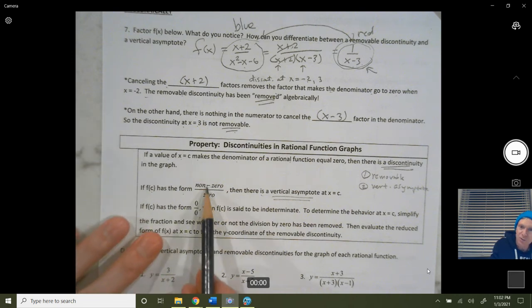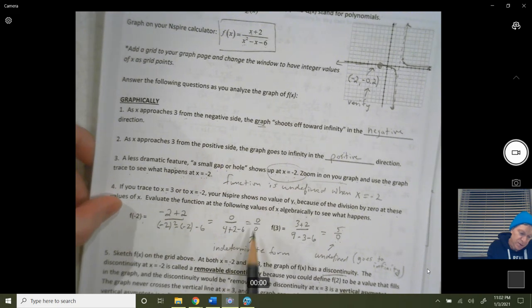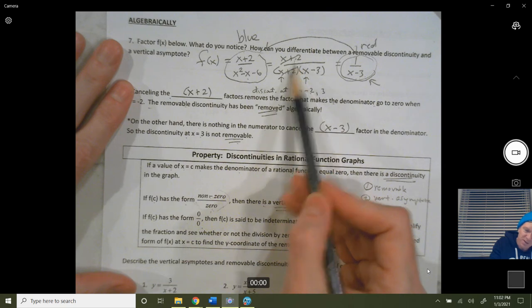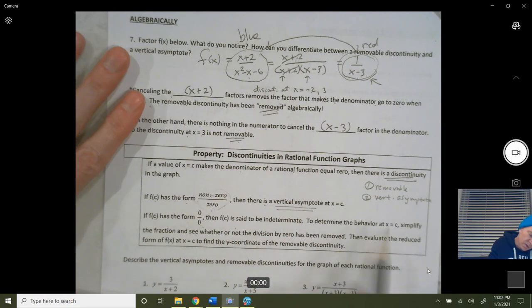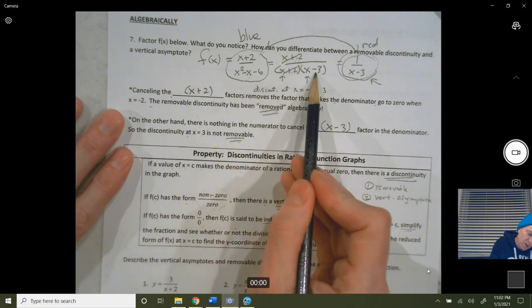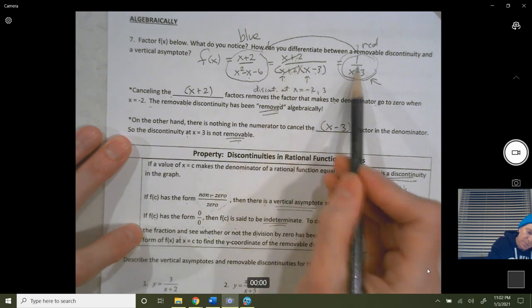If that non-zero is positive, then this thing's going to positive infinity. If that non-zero is negative, this thing's going to negative infinity. If f of c has the form 0 over 0, which we noticed over here, that happened because we were able to remove or cancel one of our factors. Then it's said to be indeterminate. To determine the behavior at x equals c, simplify the fraction, which we did up here. We factored, we canceled, we simplified, and the division by 0 has been removed.